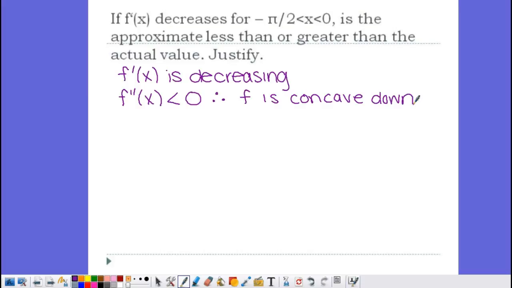If f is concave down, our approximation is going to be bigger or smaller than the actual? So we could say that since the second derivative is negative, f is concave down, so the linear approximation of negative pi fourths plus 0.1, which is approximately negative 0.8, would be greater than f of negative pi fourths plus 0.1.